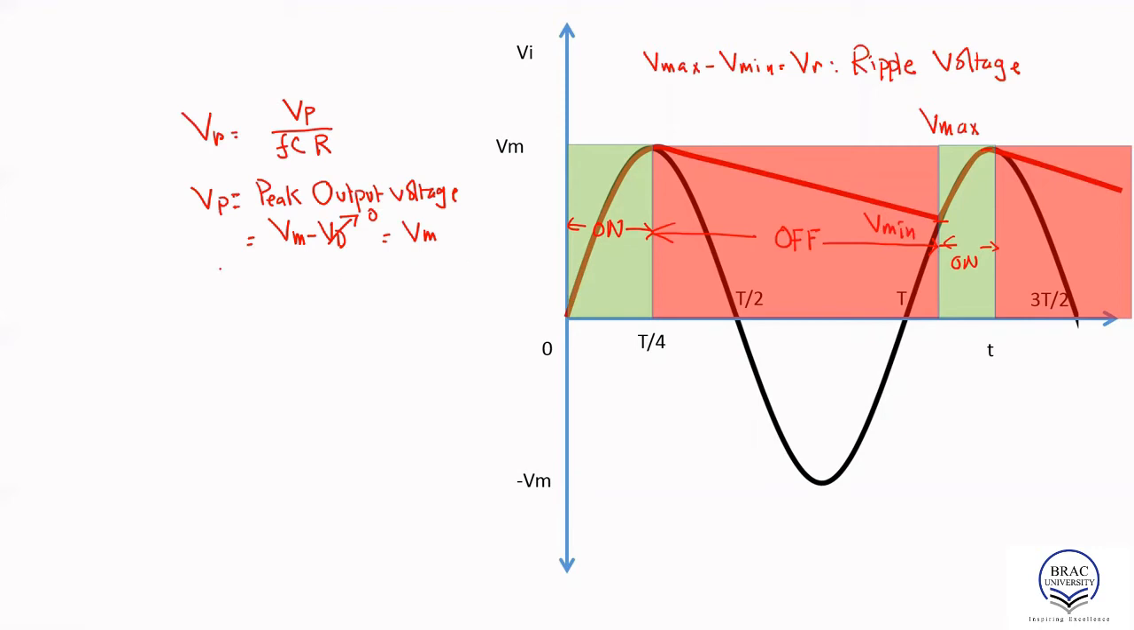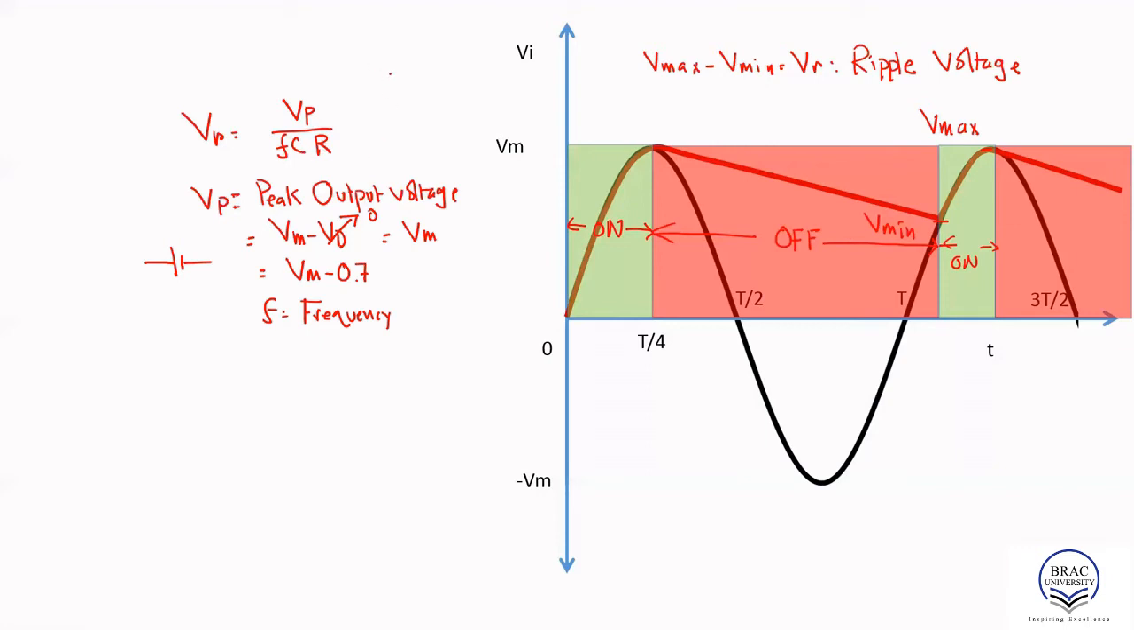Now in case we consider the diode is not ideal, that means we're going to replace the diode with 0.7 V when it is forward bias. In that case, it would be Vm minus 0.7. So VR would be Vp divided by FCR. F is the frequency of the signal, C is the value of the capacitor and R is the resistor. Now we can change the value of VR by changing the value of resistor and the capacitor.